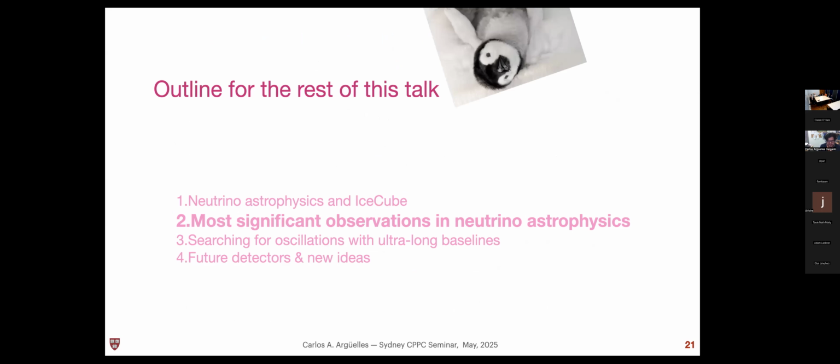So that's what I want to tell you about IceCube. Those are the pieces that we need to talk about here. And now I need to tell you a little bit about the sources that we're going to use to do the physics that we're interested in.